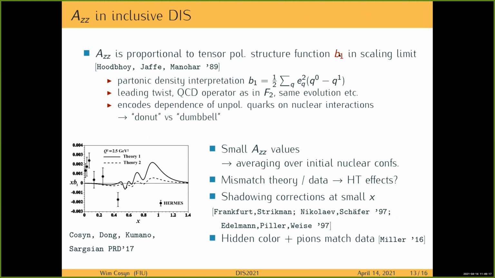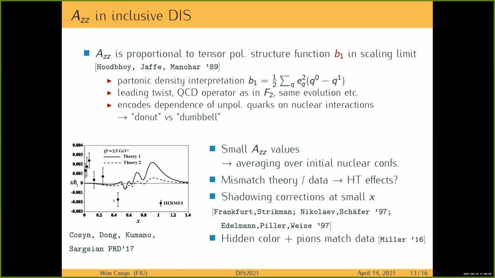So it's proportional to b1 in the DIS kinematics, which is a leading twist structure function. The QCD operator is the same as the unpolarized F2, so the same evolution. But it encodes the dependence of unpolarized quarks on your deuteron polarization, right? So this is unpolarized quarks and a deuteron polarization 0 minus the polarization 1 case. So it encodes your nuclear effects for unpolarized quarks. Because in inclusive DIS, you average over all configurations of your deuteron, you get very small asymmetries. So your denominator is very small.